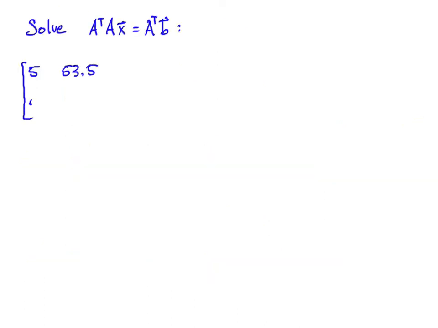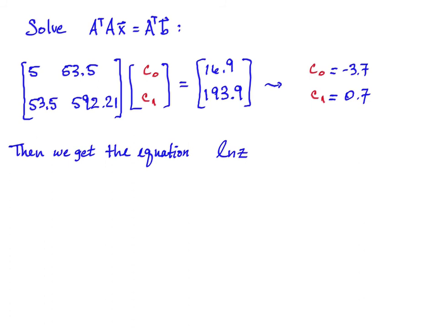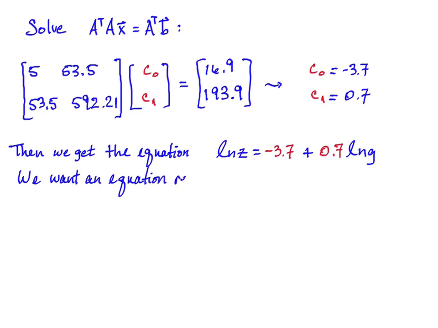Here's A transpose A again, multiplying it by the unknown vector X, and here's my A transpose B. And so when I solve this system, I come up with C0 is negative 3.7 and C1 is 0.7. So that gives me the equation natural log of Z is equal to negative 3.7 plus 0.7 times natural log of G. And we want a relationship between Z and G, right?